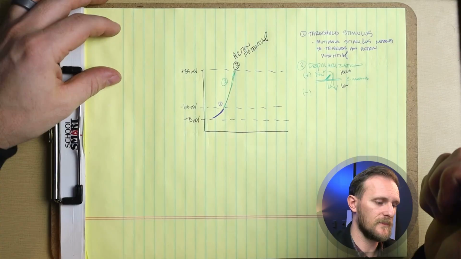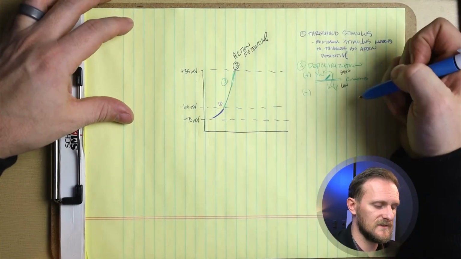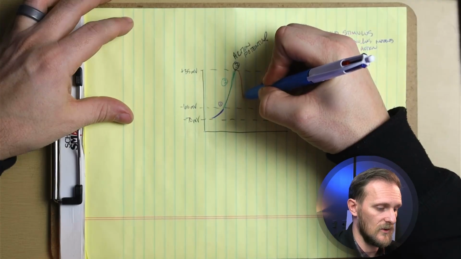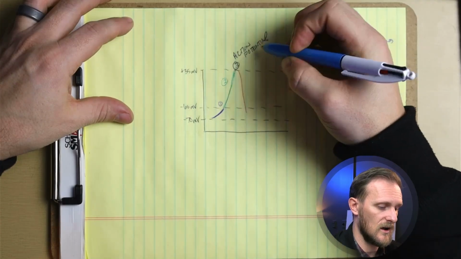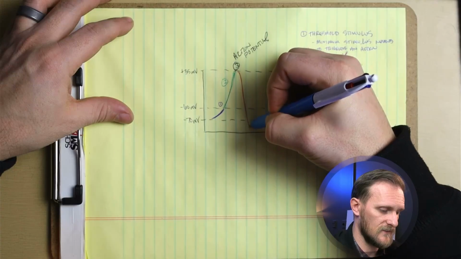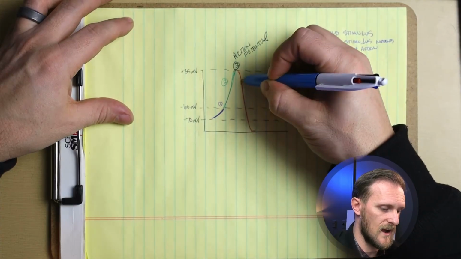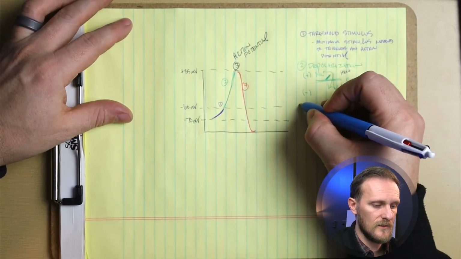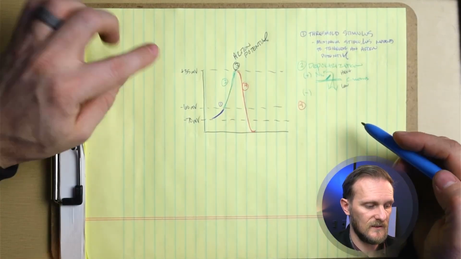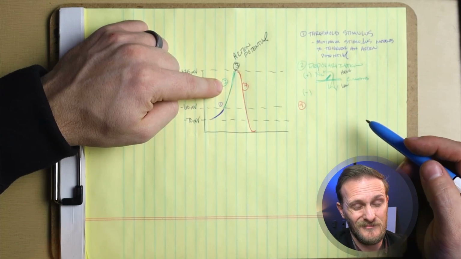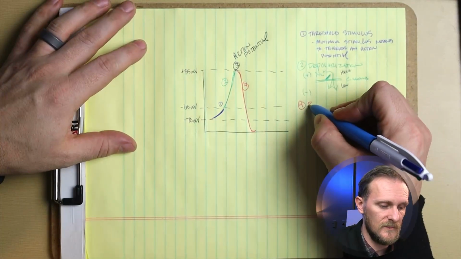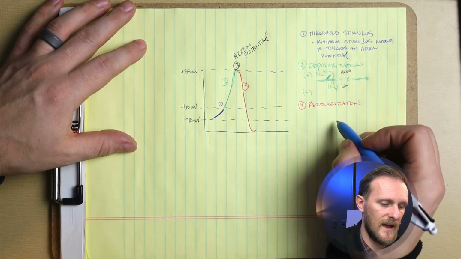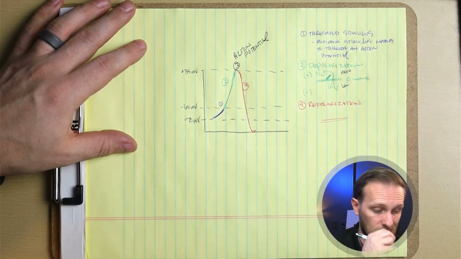Okay, step number 4. After this action potential is reached, another set of gates are going to open, and it's going to cause a graph kind of like this. It's going to drop really rapidly. So this would be step number 4. Step number 4 is the opposite of depolarization, kind of the opposite. We call it repolarization.